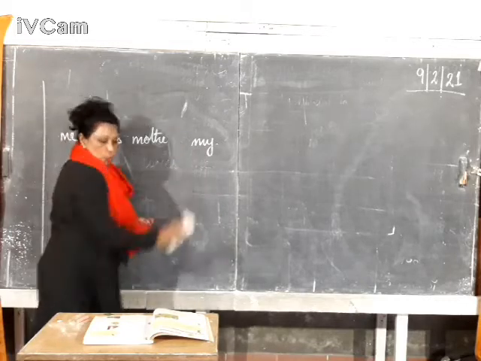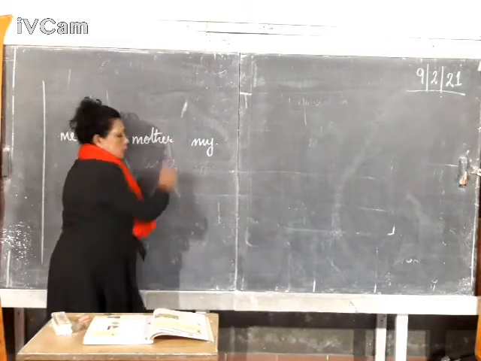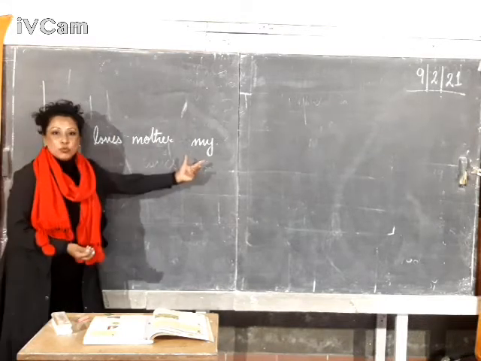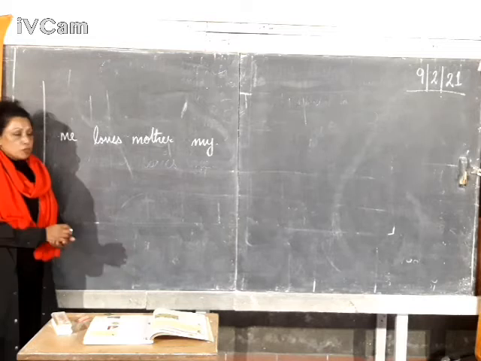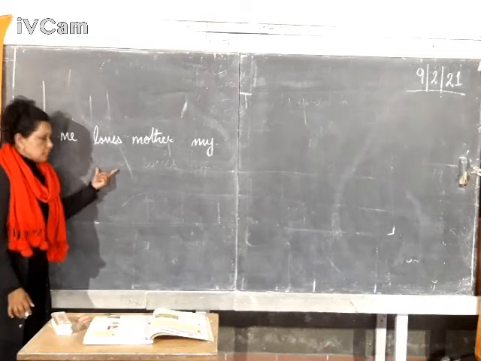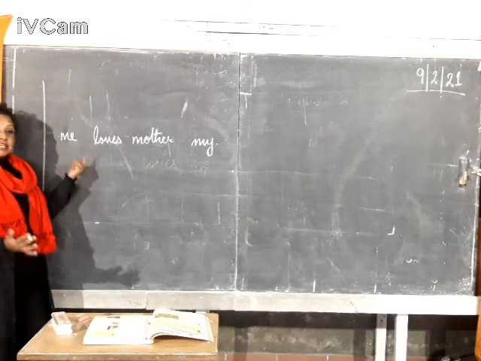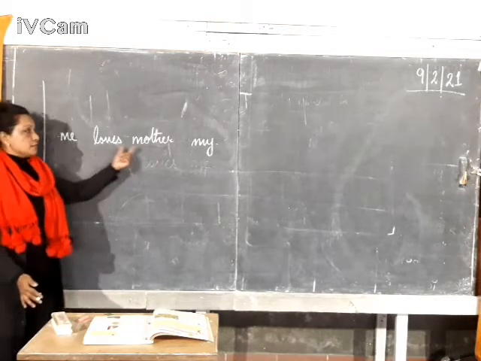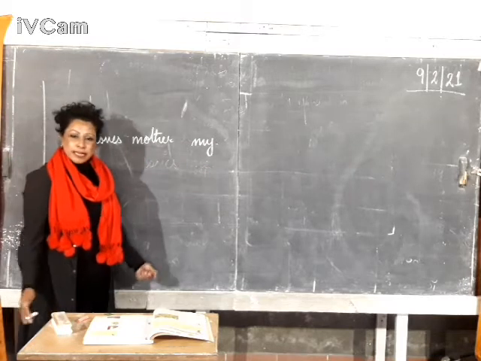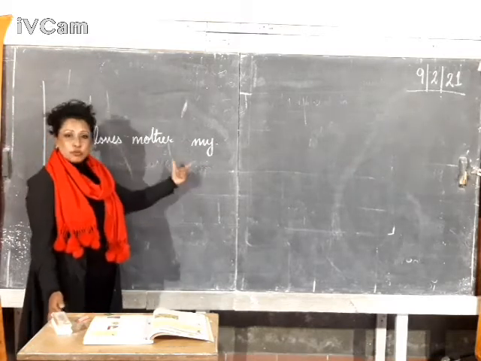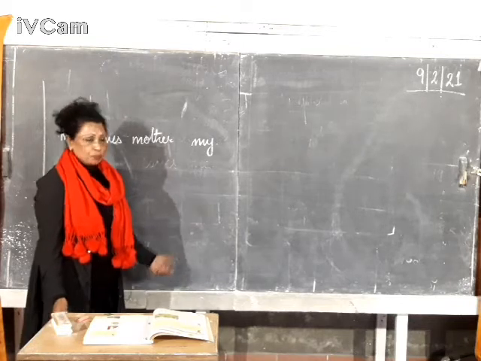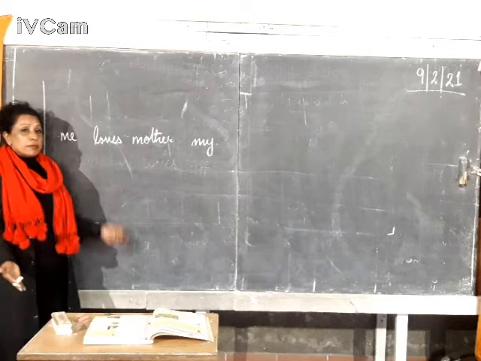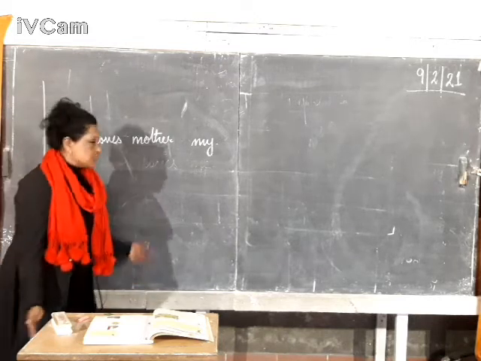These are group of words. One word, two words, three words and four words. Now when I tell you to read these group of words, and I tell you, read and understand what I've written: me, loves, mother, mine. Did you understand anything from these group of words? No, you don't. It does not make any sense, isn't it? These group of words are there, but it's not making any sense, isn't it?